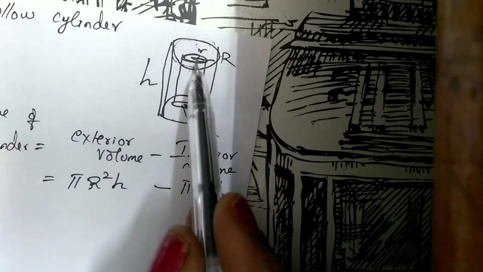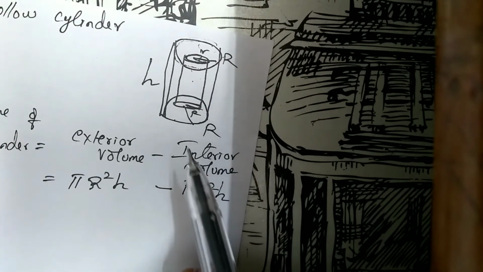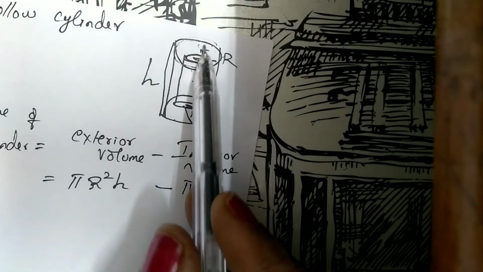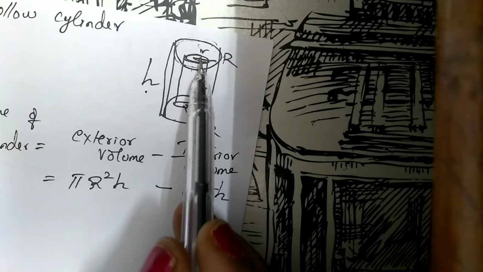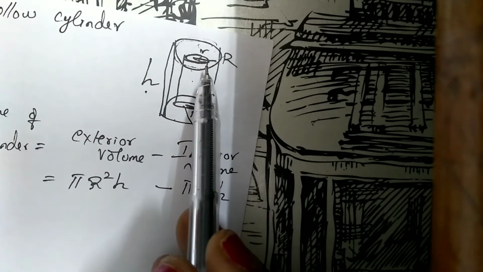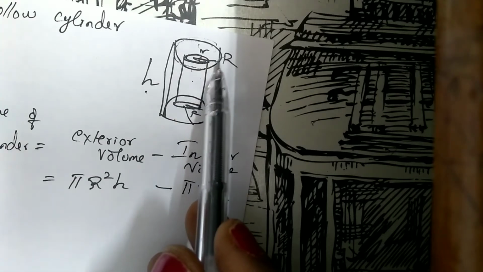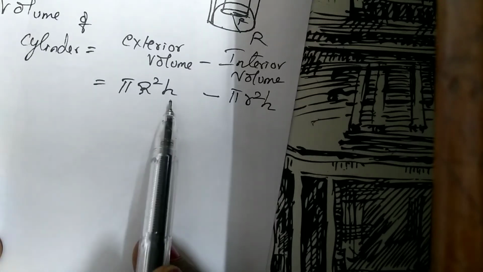When you see the diagram, it looks like the inner is smaller and the outer is bigger, but when you see the pipe physically, the height will be the same. That is why we have taken h as a common height, but the radius will differ. The inner one will have a smaller mouth and the outer one will have a bigger mouth. So we keep it as small r and capital R. So exterior volume is pi capital R squared h, inner is minus pi small r squared h.